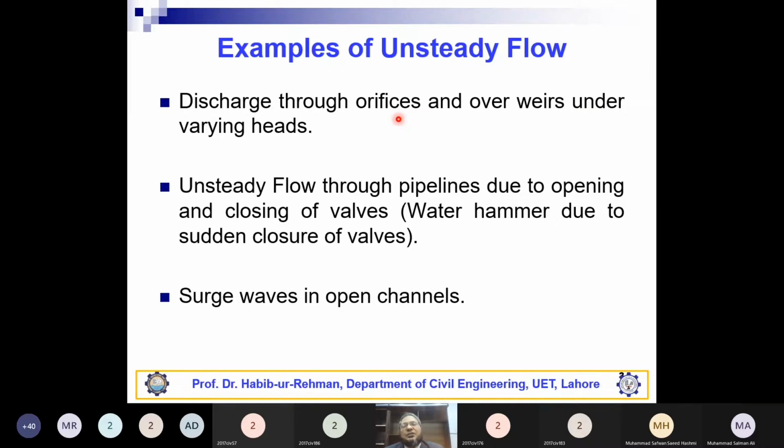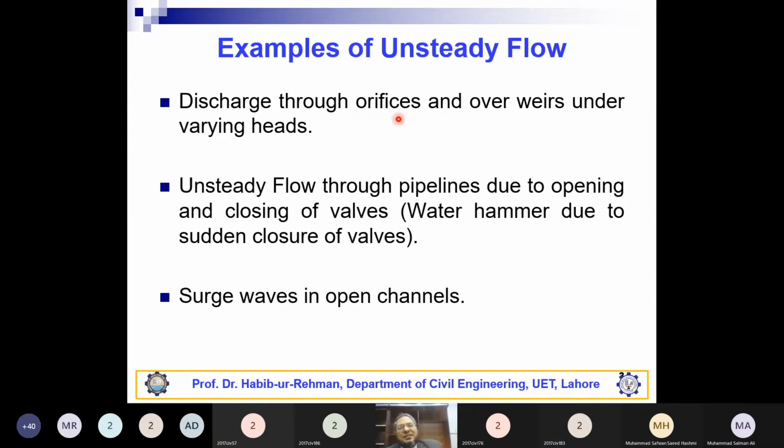Yes, it is a function of small h. So as the h decreases, the velocity of flow from the orifice decreases. As the h decreases, the flow rate from the orifice decreases. So what happens then? Does this flow remain steady? No, sir. Unsteady. Yes, that flow is unsteady because the head is continuously decreasing.